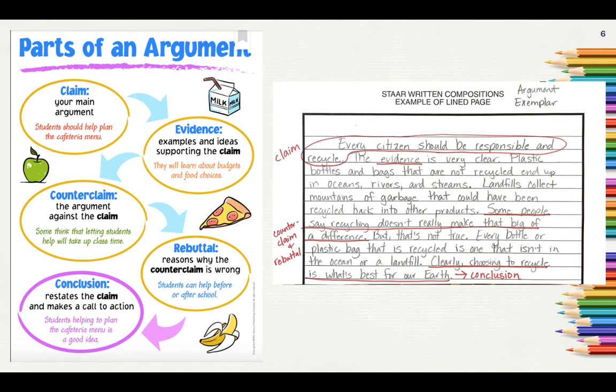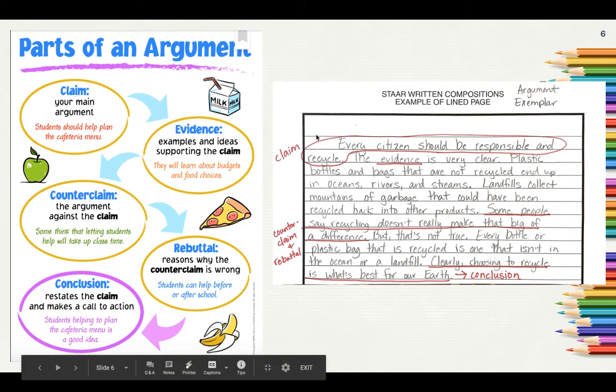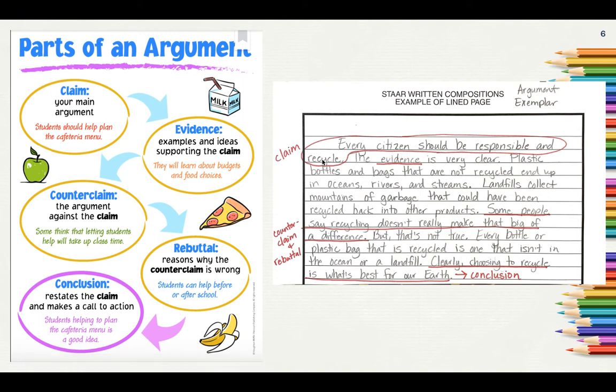In this case, in our argument exemplar, the writer stated the claim, okay? Their claim was that every citizen should be responsible and recycle, okay? They even stated this evidence is very clear. And they listed evidence. The writer listed evidence to support their claim. Then the author wrote their counterclaim. The counterclaim is that some people say recycling doesn't really make that big of a difference.